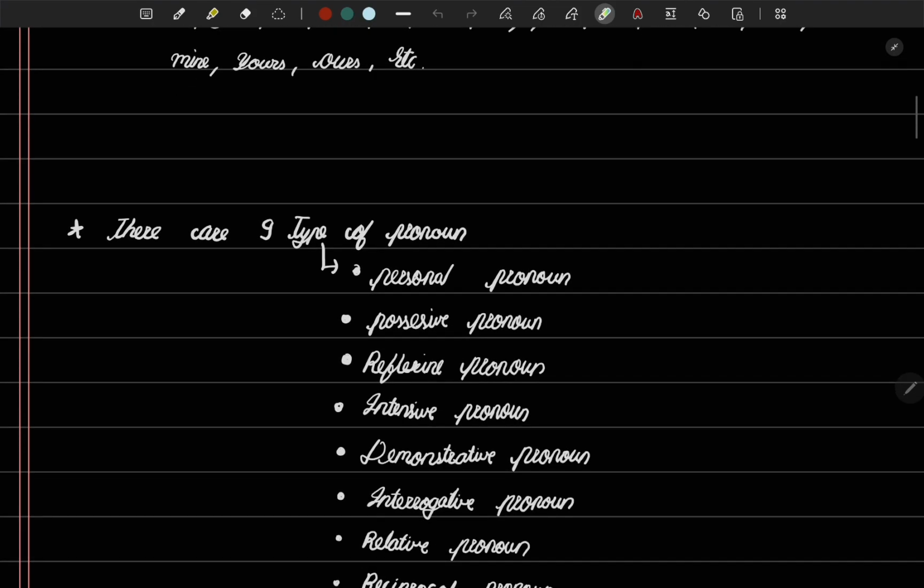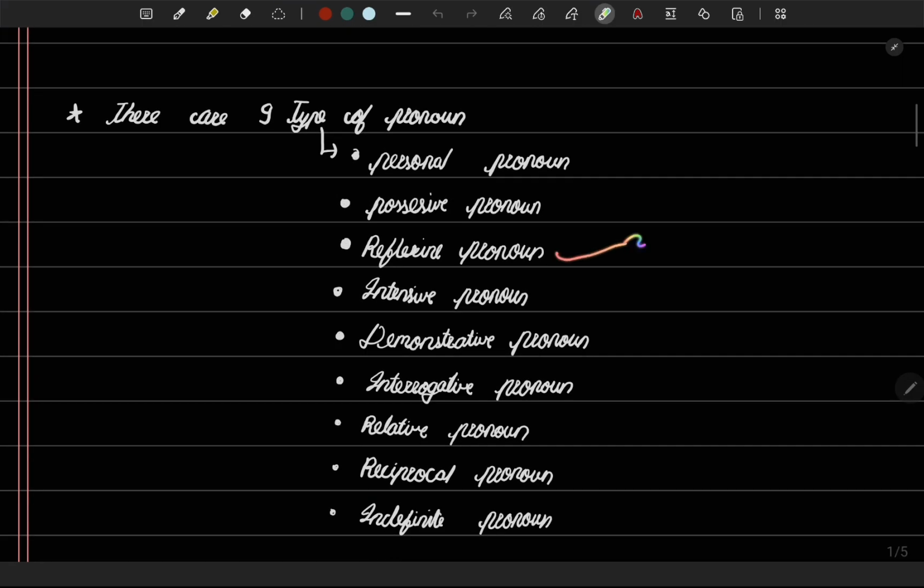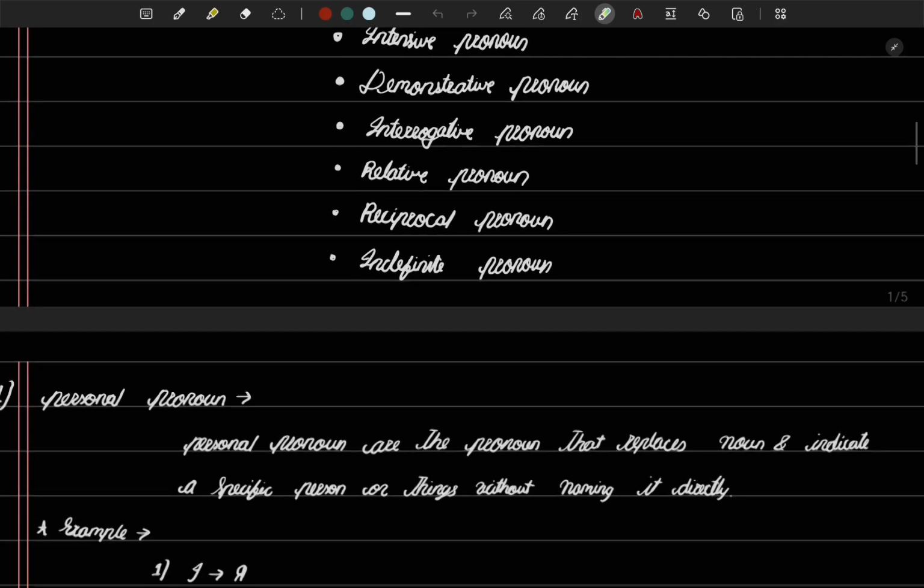So there are a total of 9 types of pronouns in the Russian language. The first one is personal pronoun, second is possessive pronoun, third is reflexive pronoun, fourth is intensive pronoun, fifth is demonstrative pronoun, sixth is interrogative pronoun, seventh is relative pronoun, eighth is reciprocal pronoun, and ninth is indefinite pronoun. So we are going to study all of them.